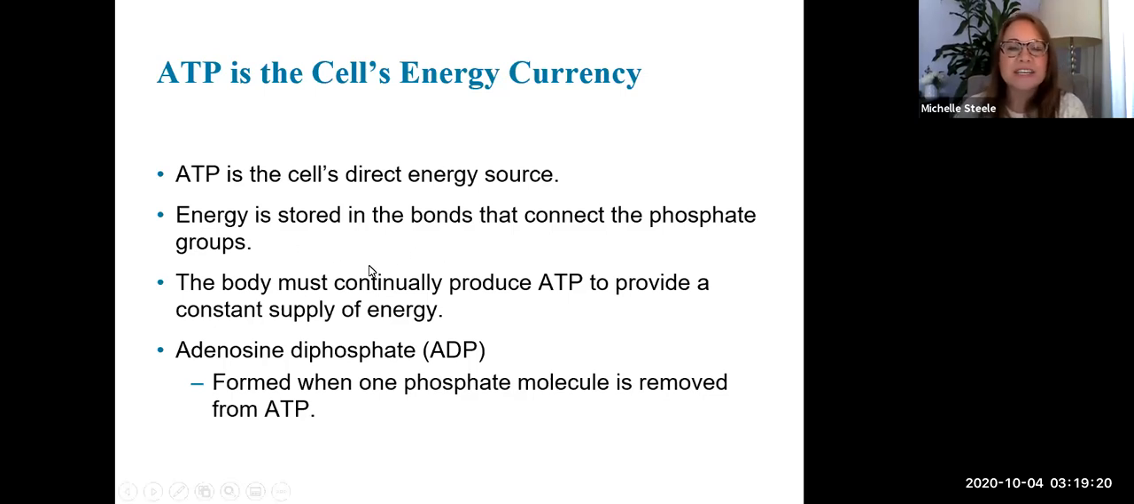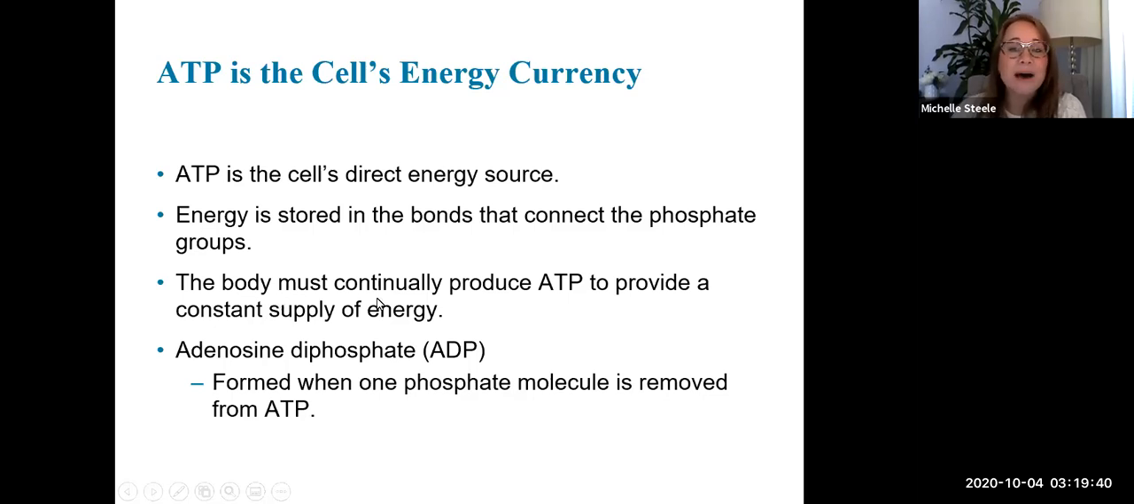Now, this energy is stored in the bonds that connect the phosphate groups. So if we look at that ATP molecule, it's a very special design, and there are very high amounts of energy stored in those phosphate groups. So we're going to talk a lot about that.